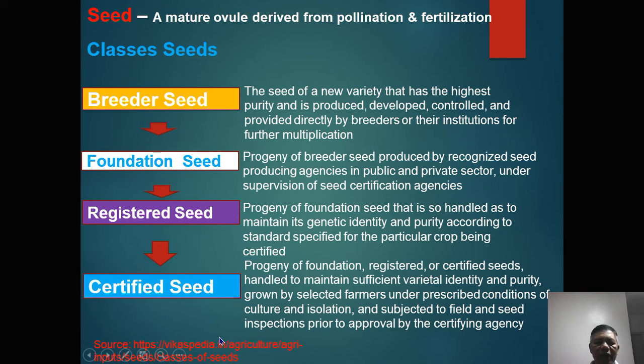All right, let's talk about a seed. A seed is defined as a mature ovule derived from pollination and fertilization process. Pollination is simply referred to the transfer of pollen grain from the anther of a male flower to the pistil of a female flower.